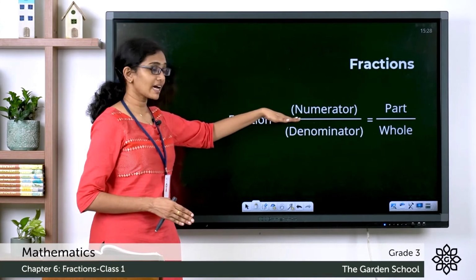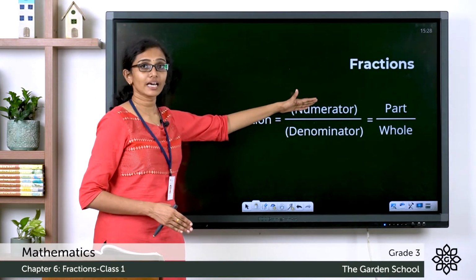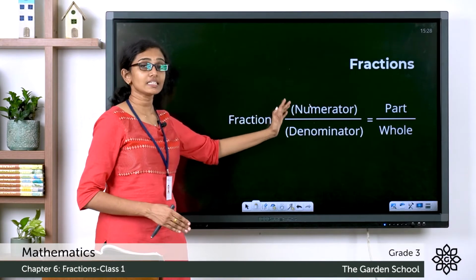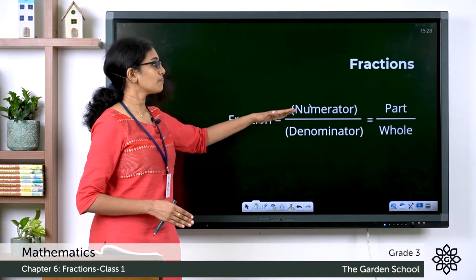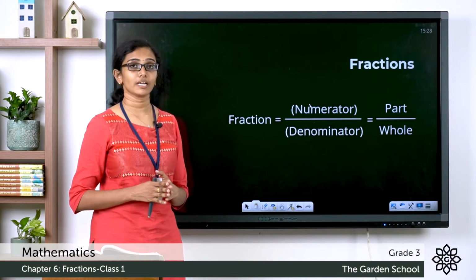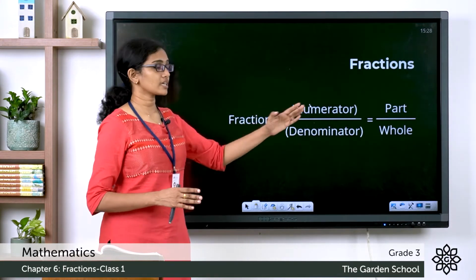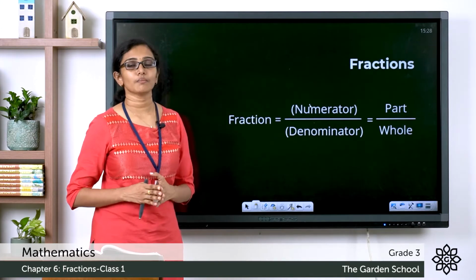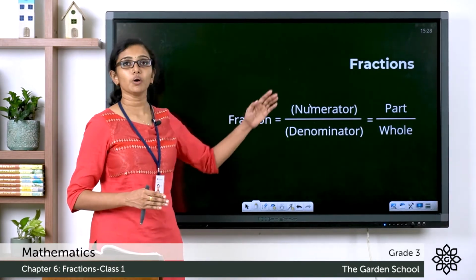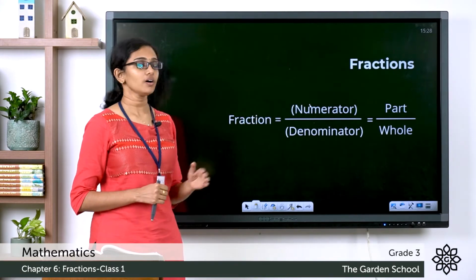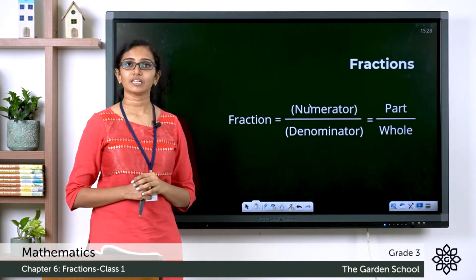Now, in general, fractions are represented in the form numerator by denominator. There is a horizontal line between them. The number above the line is called the numerator, and it is the number of parts we are considering at the moment. The number below the horizontal line is the denominator, and it is equal to the whole, or the total number of parts. So a fraction is part by whole, or numerator by denominator.